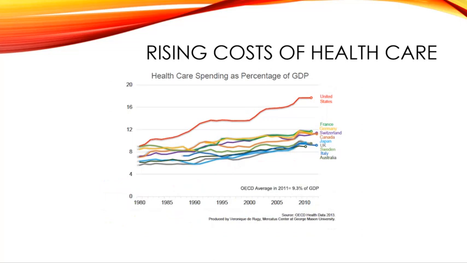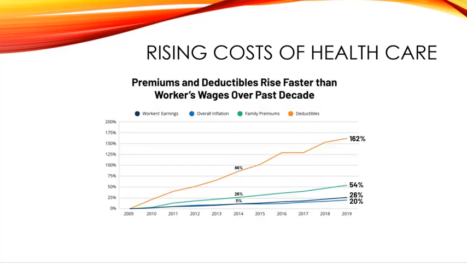It's not just that it's been rising in the United States, but it's been rising in the United States much faster than any other country. And so the United States is spending more as a percentage of their GDP on healthcare than any other country in the world. When we look at the cost to the individuals, the costs are also rising dramatically, whether it be through deductibles or even premiums. These costs for healthcare are rising.